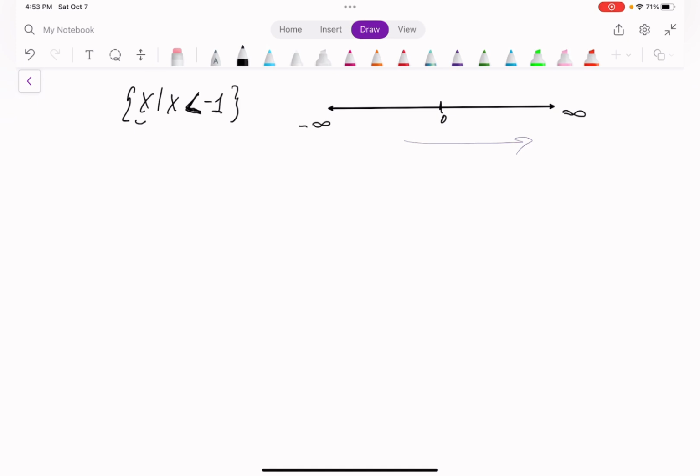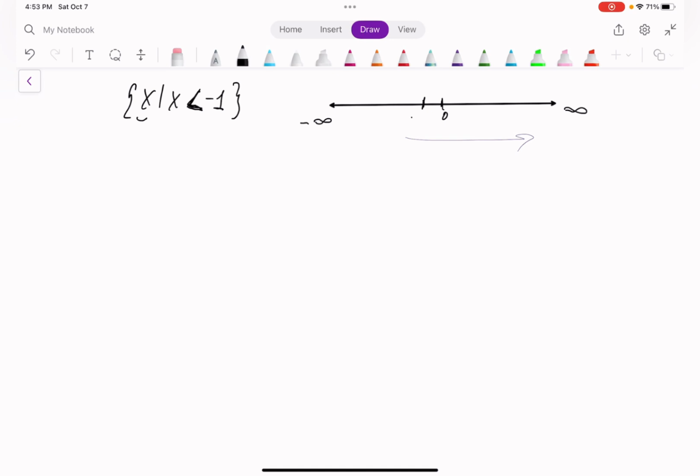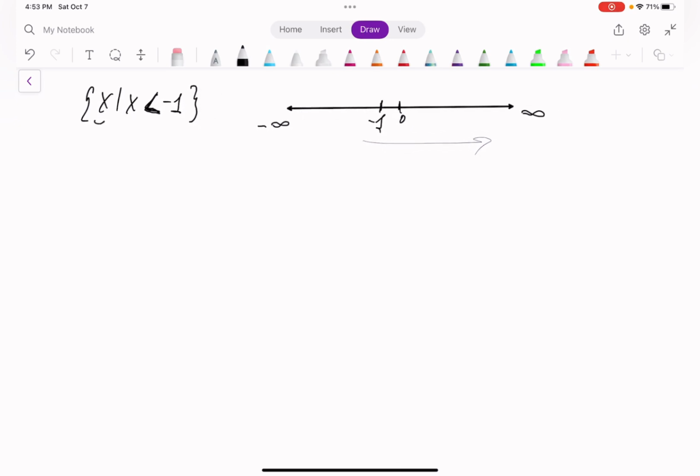So x is less than -1. Let's say this is our -1. So less than is going to be this way, right? Correct? So the meaning is this is going to be less than -1. And there is an interesting thing here: we have less than, there is no equal sign. So how to differentiate on the graph?